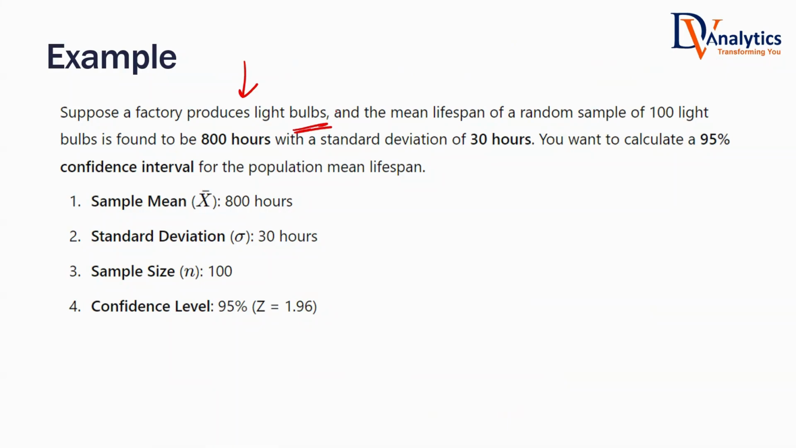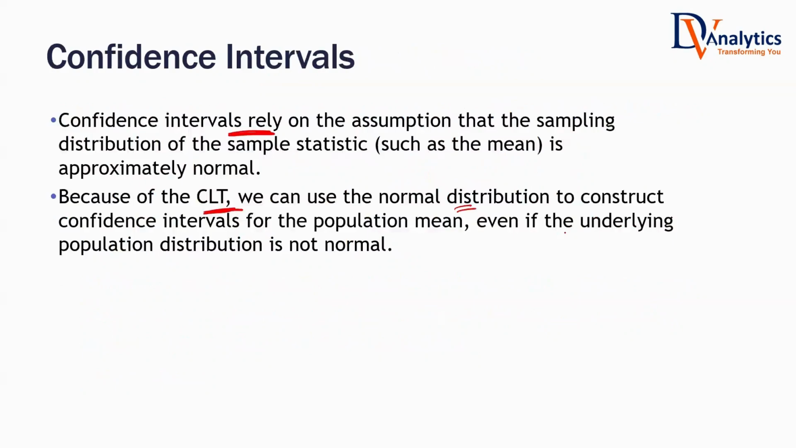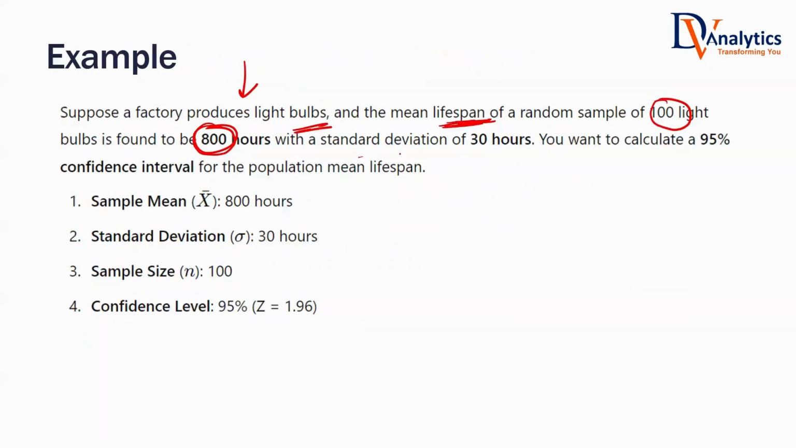But it doesn't mean that you keep on testing every light bulb. That is impossible. So if you want to tell about the mean lifespan of your light bulbs, say 95% of the times my light bulb actually stays within these hours, maybe take a sample of 100 light bulbs and you found the average is 800 hours. That means in this formula the sample mean is 800 hours, n is 100 light bulbs, and the standard deviation sigma is 30 hours. Then you can tell the confidence interval for the lifespan of the bulb.